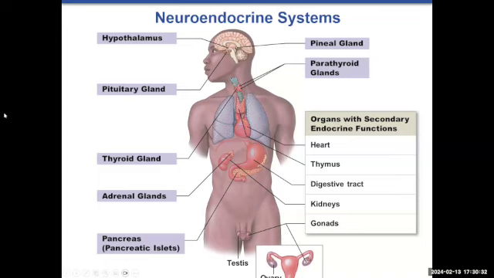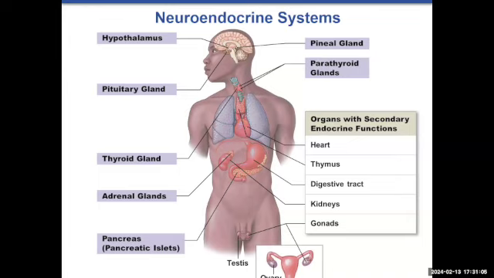Okay, so we just completed talking about the nervous system. We talked about the spine. We talked about the spinal cord. We talked about the spinal nerves. We talked about all those structures, as well as some of those special senses. So we're going to move on at this time and cover the endocrine system.